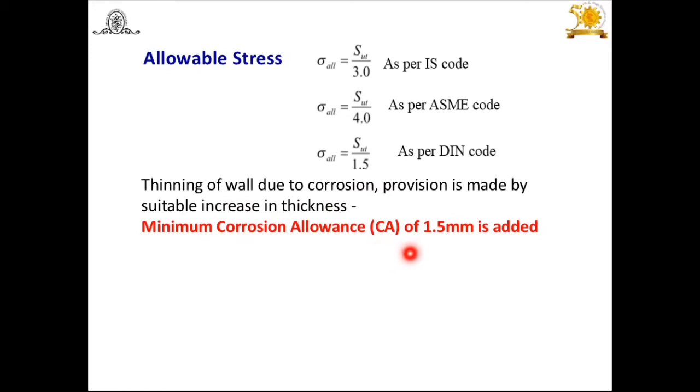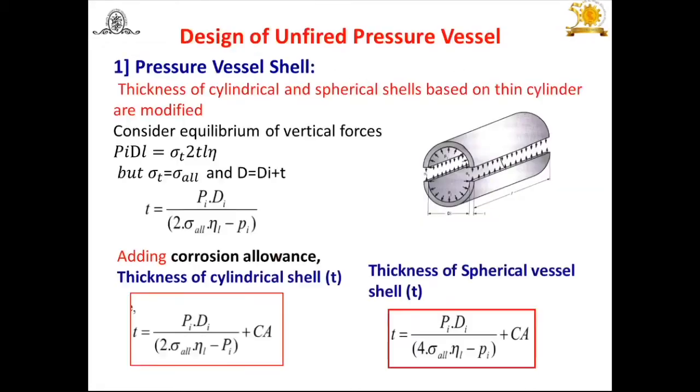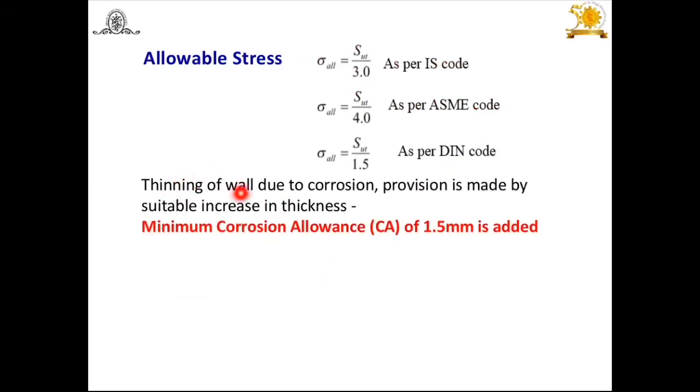Again, what is the value of corrosion allowance? The minimum corrosion allowance that is to be added is 1.5 mm. And why 1.5? Because this provision is made for thinning of the wall due to corrosion, and that's why to increase the thickness of the cylinder wall we add this 1.5. That's why in this expression you will find a corrosion allowance, here also corrosion allowance, to take care of thinning of the wall due to corrosion.